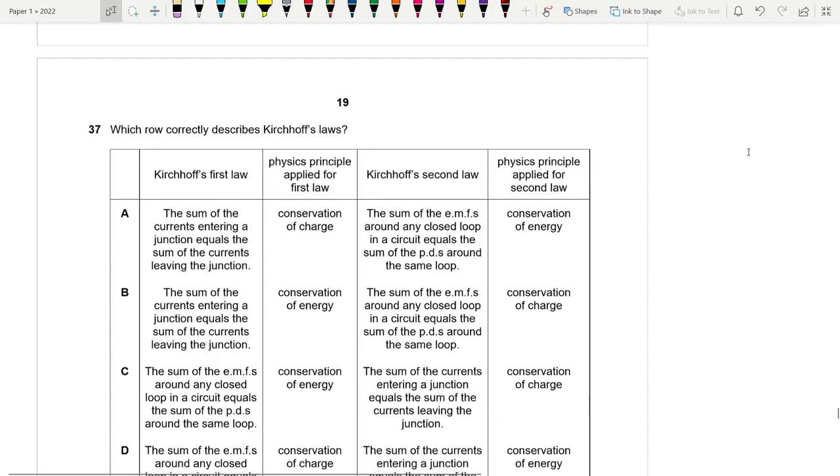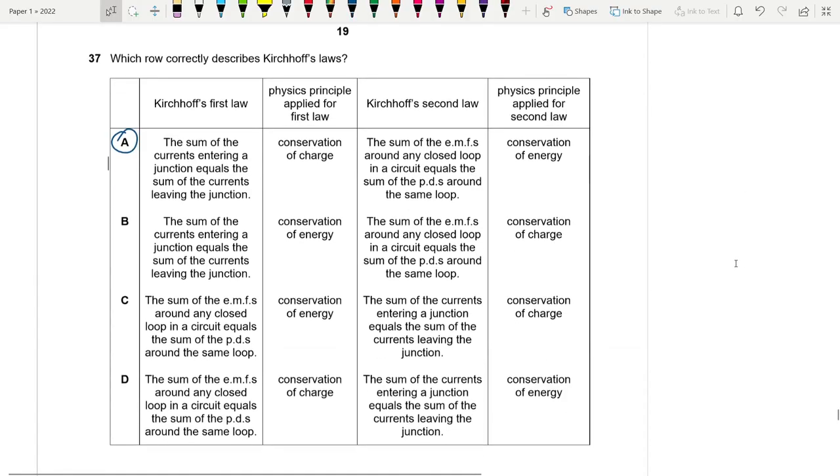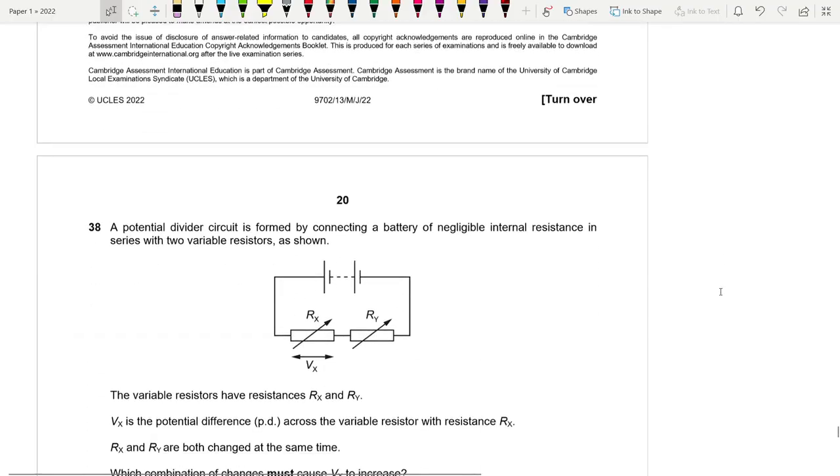So Kirchhoff's laws: the sum of current entering a junction equals the sum of current leaving the junction. That's the first law, and it follows the conservation of charge. Sum of EMF around the loop is equal to sum of PD across the loop. Okay, that's great. A is the correct answer. You guys know this from paper 2 content.